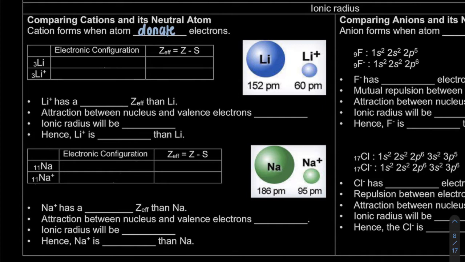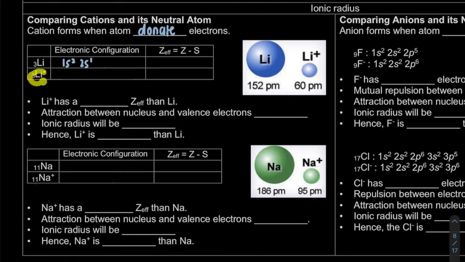Okay, so let us look at lithium. Di sini, dia bagi lithium. This is the number of proton. So the electronic configuration, since it is a neutral one, electron dia sama dengan proton lah, which is 3. So the electronic configuration here is 1s2 2s1. Okay, that is for the atom itself.